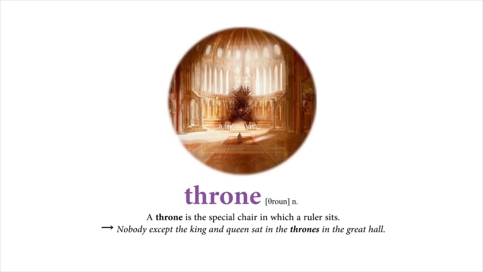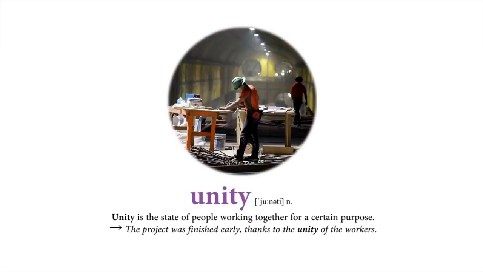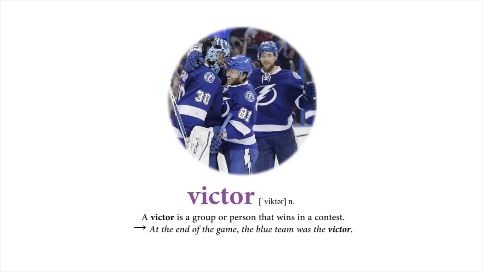Throne. A throne is the special chair in which a ruler sits. Nobody except the king and queen sat in the thrones in the great hall. Unity. Unity is the state of people working together for a certain purpose. The project was finished early, thanks to the unity of the workers. Victor. A victor is a group or person that wins in a contest. At the end of the game, the blue team was the victor.